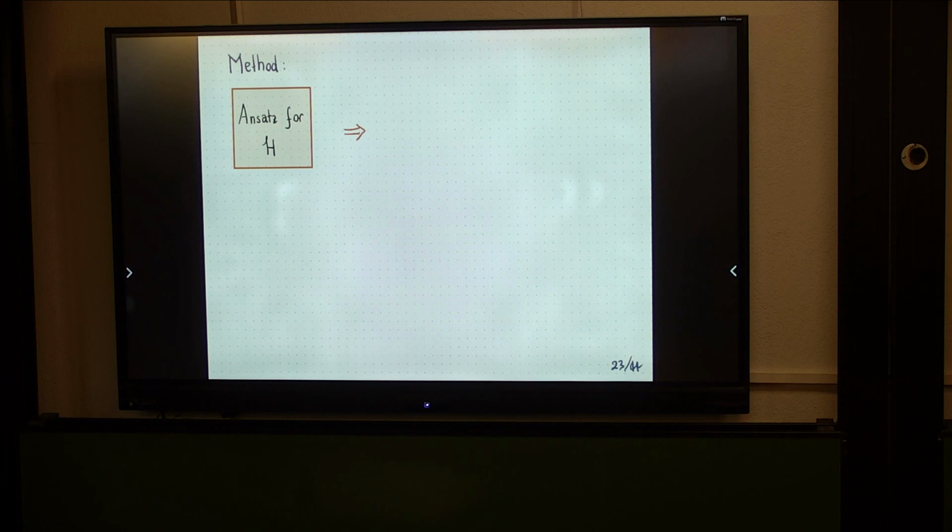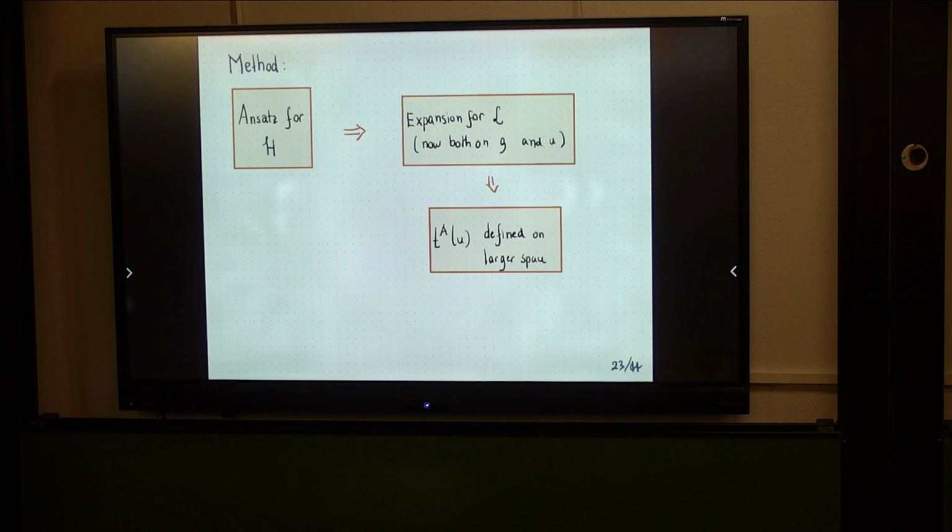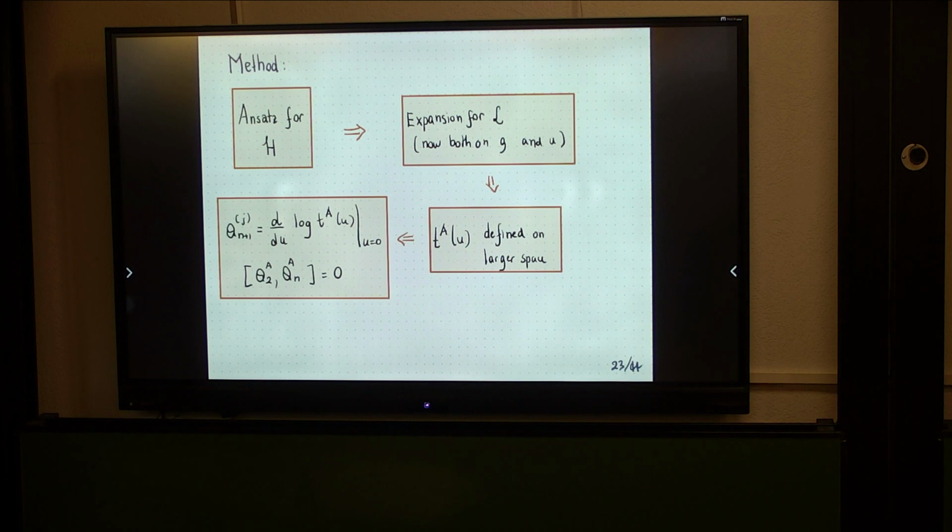So the method now will be to start with the ansatz for the Hamiltonian, but including some perturbative deformation. And we will put an expansion for L now, but you have to keep track of G as well, so it's an expansion in G. The transfer matrix now will be defined with this larger auxiliary space. And we will apply the same method as before. We will compute the charges and ask them to commute, and solve these equations assuming regularity and asking to recover the ansatz Hamiltonian.